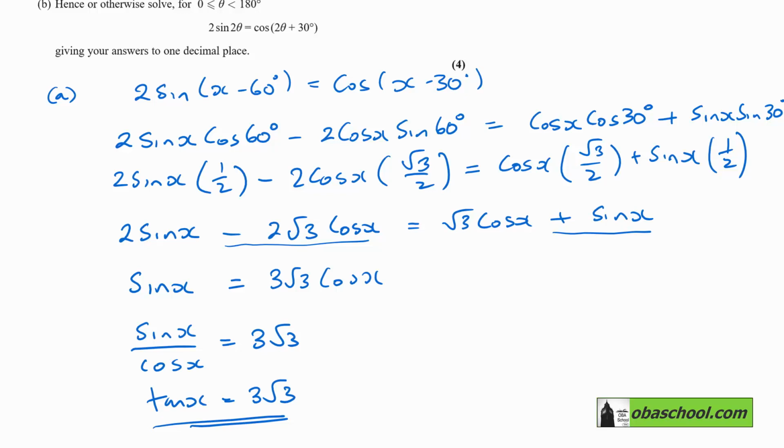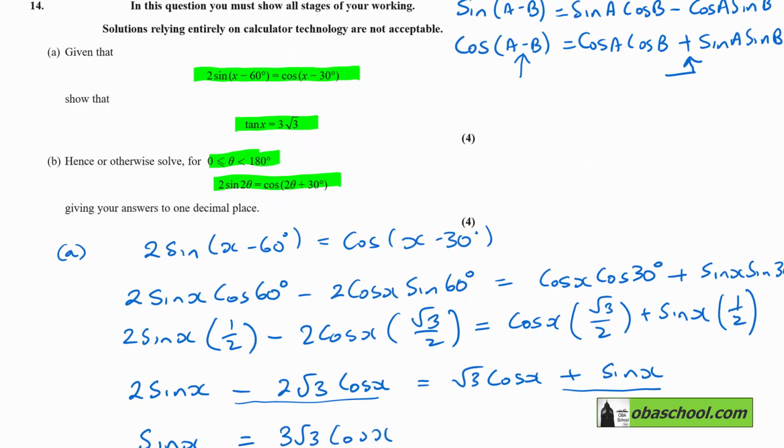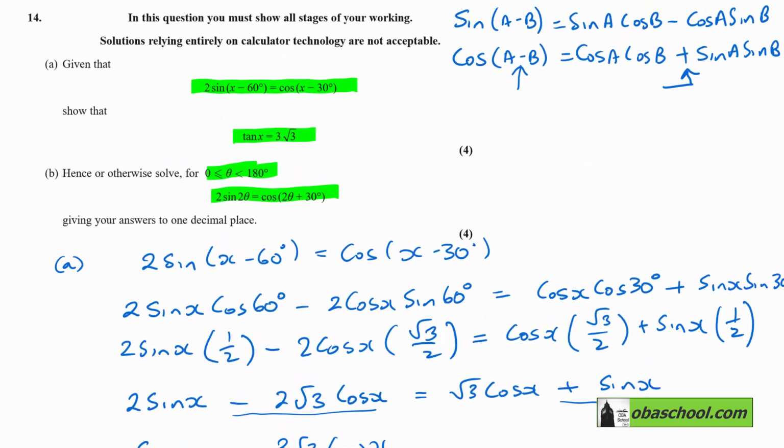So what does part B say? It says, hence or otherwise, solve in this particular set of values here between 0 and 180 this equation. Now, can we relate that to the earlier part of the question? Well, I think we can.